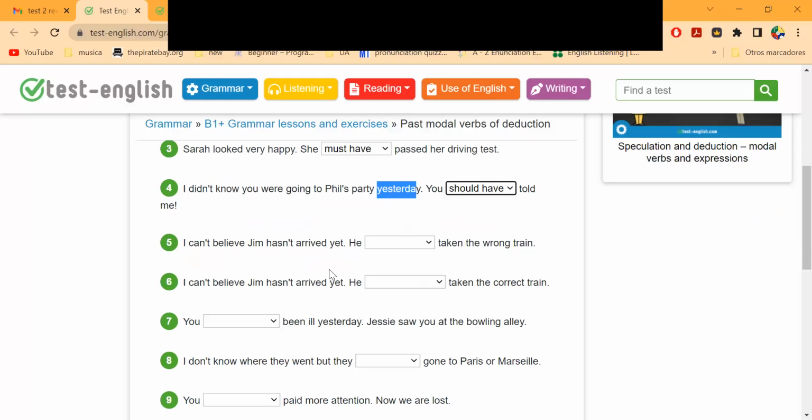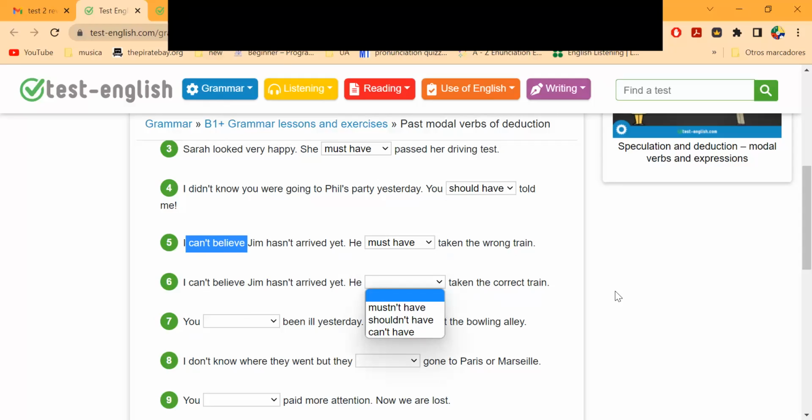I can't believe Jim hasn't arrived yet. Eso es fuerte. Must have. Yeah. Strong deduction, certainty in the past. I can't believe Jim hasn't arrived yet. It's the same situation.